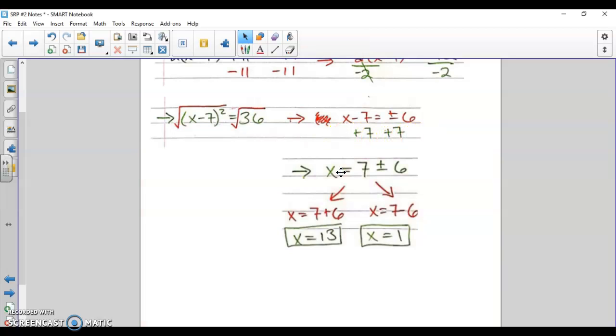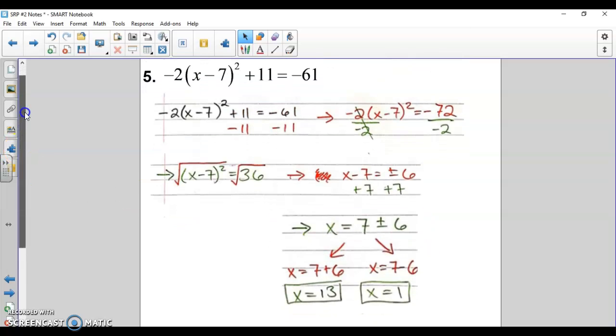I'll just show the rest of the steps because it's pretty easy from there. It's what we've been doing. 7 plus or minus 6. 7 plus 6 is 13. 7 minus 6 is 1. Those are my two answers. On all of these, we are going to have two answers that are different from each other. It's not going to just be plus or minus 4, plus or minus 5. It's going to be two answers just like you see here.